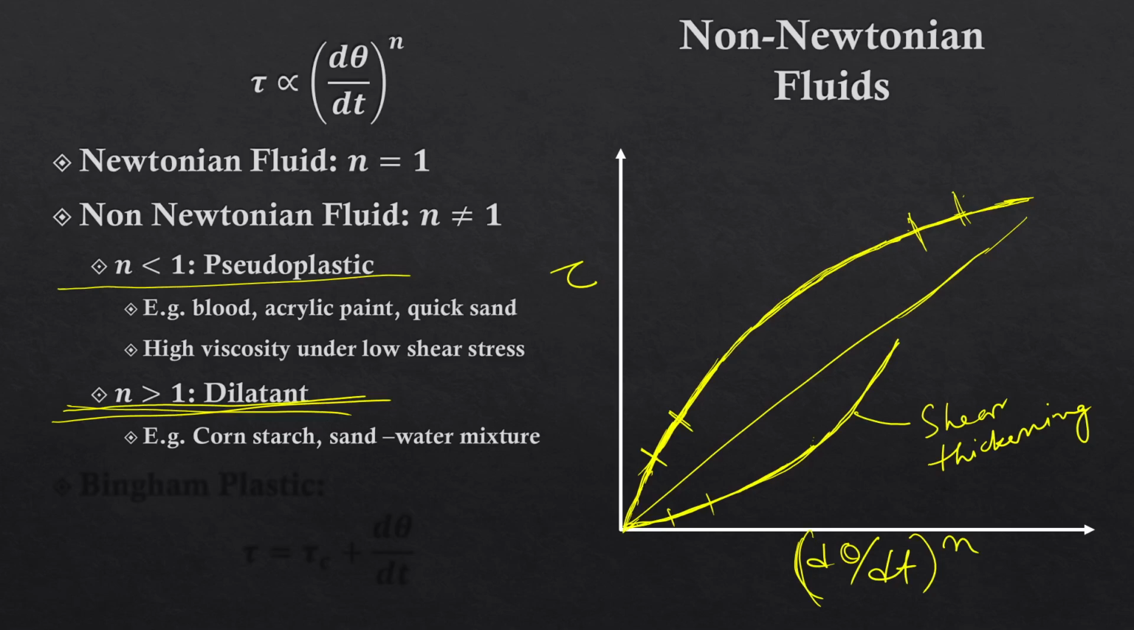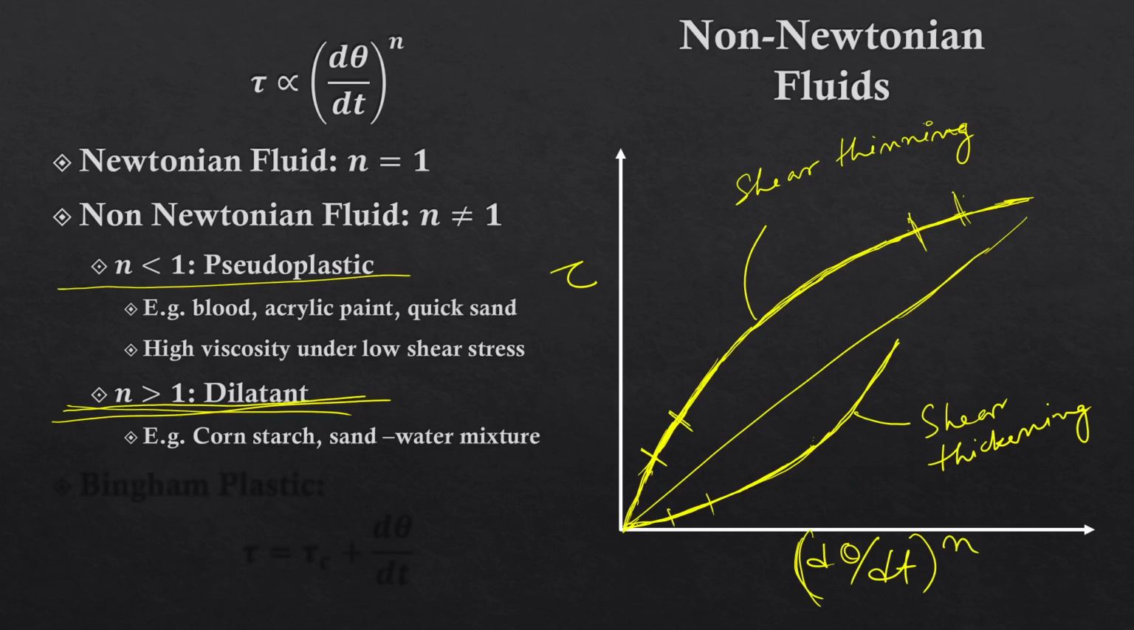thicker. On the other hand, in this type of fluid, as you apply more shear, the fluid becomes thin or less viscous or easier to flow. So these are called shear thinning liquids or shear thinning fluids, and these are called shear thickening fluids.